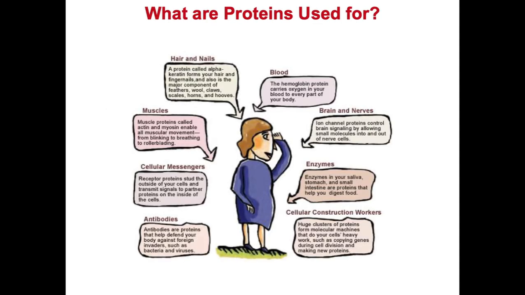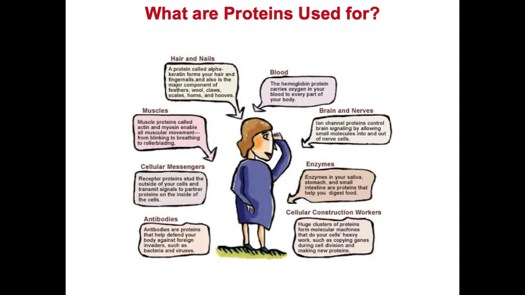So what are proteins used for? Well, proteins are used throughout the whole body. You can find proteins in your blood, and here an example is hemoglobin. Also in your brain and nerves. These are small signaling molecules. Enzymes, which are biological catalysts, and they speed up the chemical reactions that occur in your body.